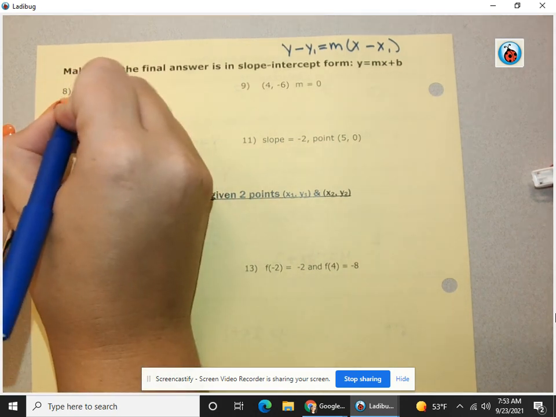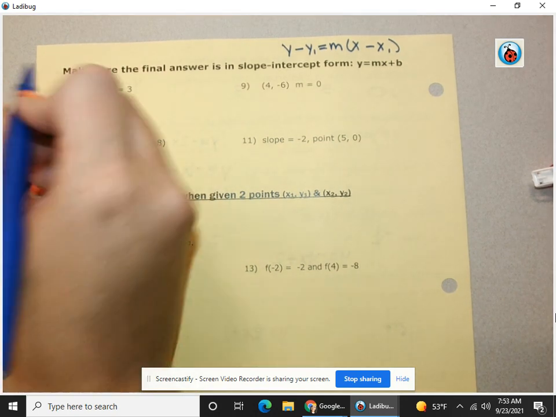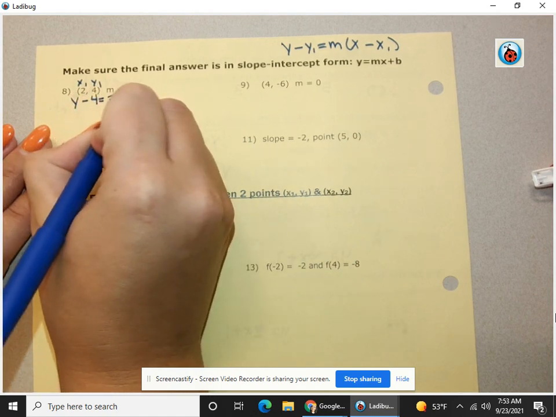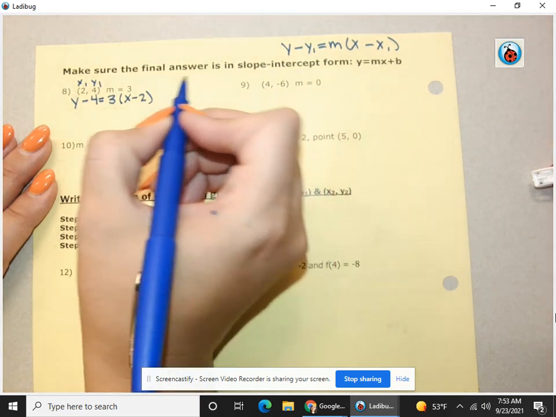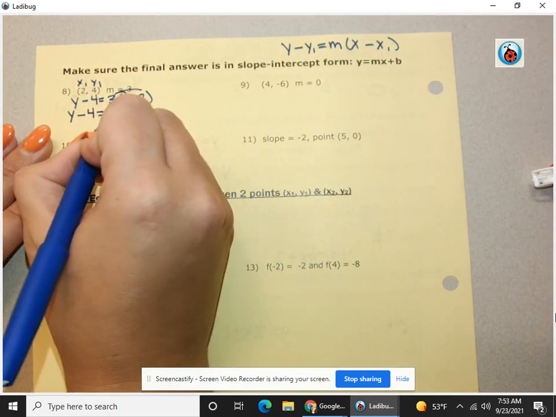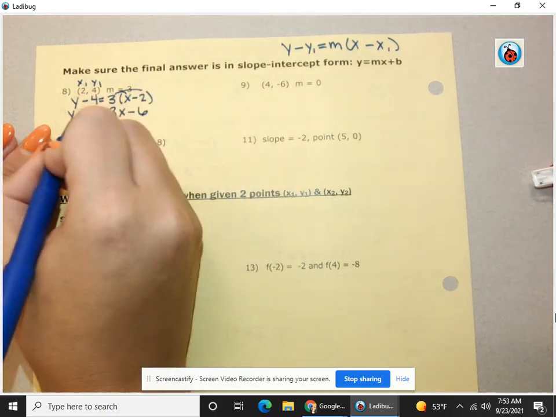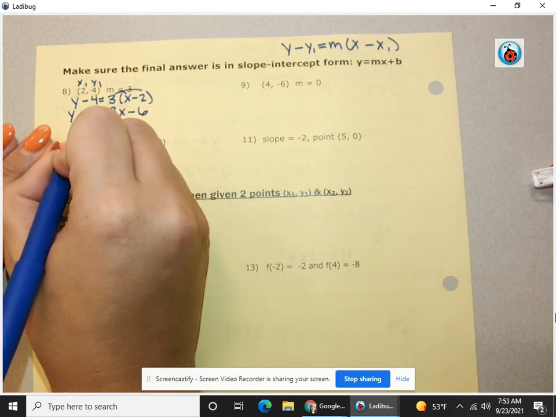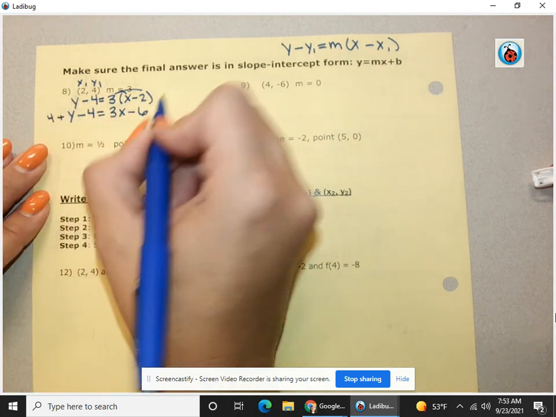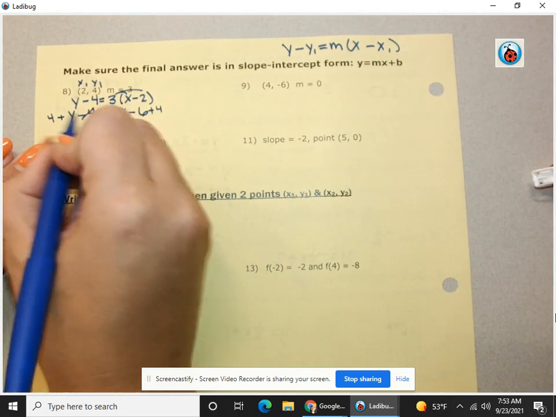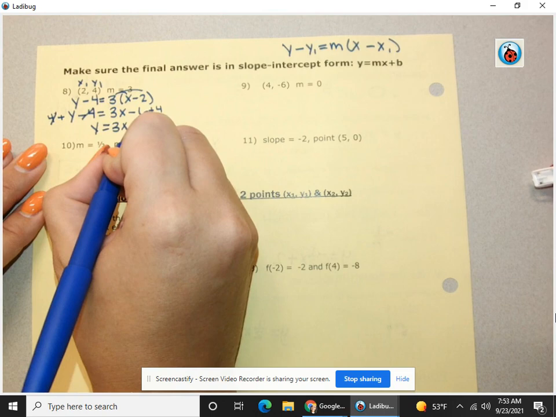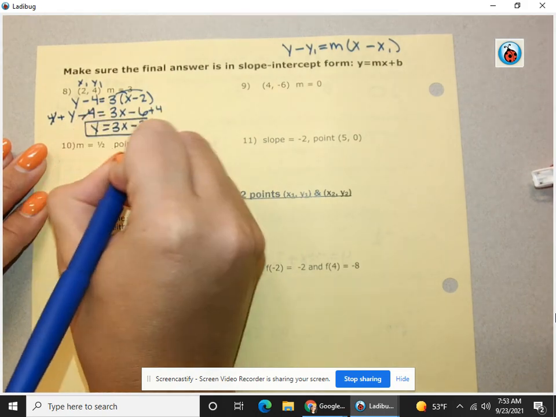So I've got my x1, y1, so y minus 4 equals 3 times x minus 2. I'm going to distribute. Y minus 4 equals 3x minus 6. I'm going to add my 4 to the other side. I'm kind of going to do it to the side because I just don't have enough room. This is going to cancel out. So I'm going to get y equals 3x minus 2 as my answer.